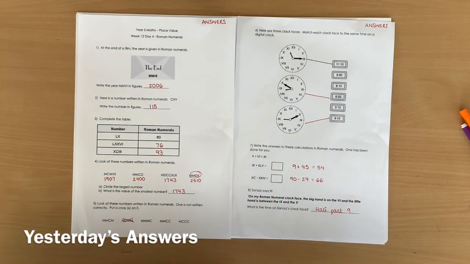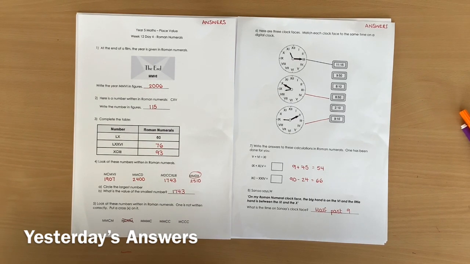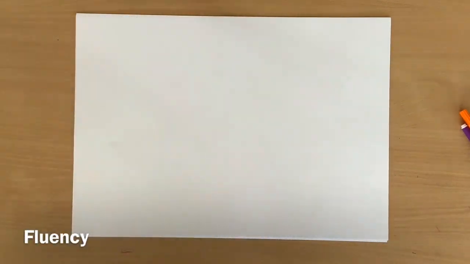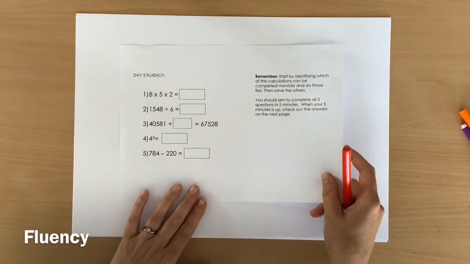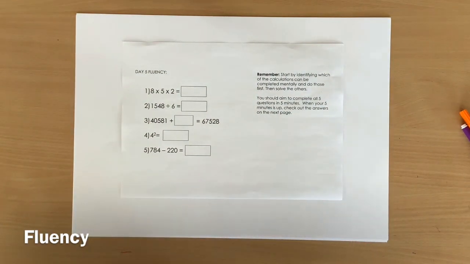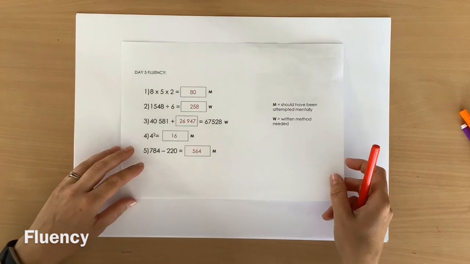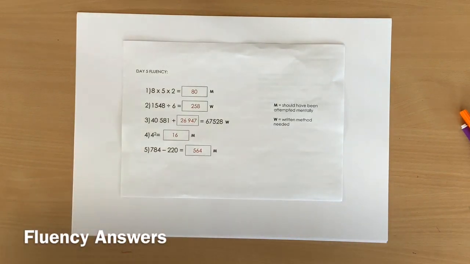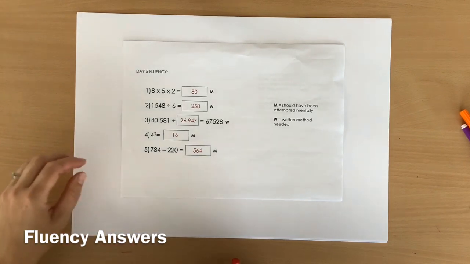So here are your answers from yesterday, then we will do our Fluent in 5 before I introduce today's task. Okay, 5 fluency questions coming up. Please pause your video, do a 5-minute timer and see how you get on at the end. Okay, so here are the answers of today's fluency task for you. Hopefully, if you have made a mistake, you can see where you've gone wrong. And then we'll talk about today's task.